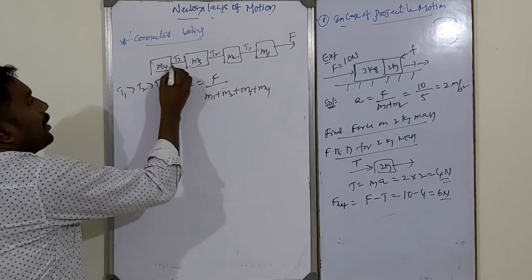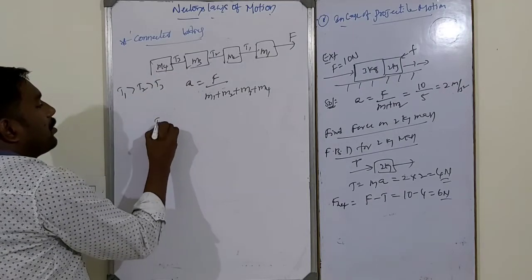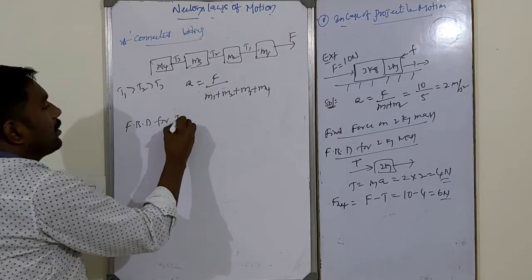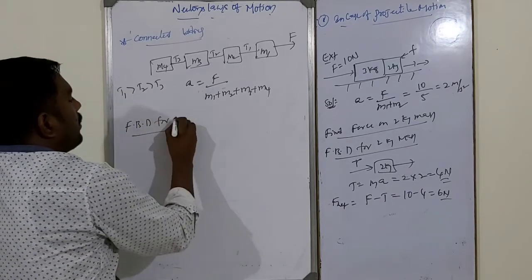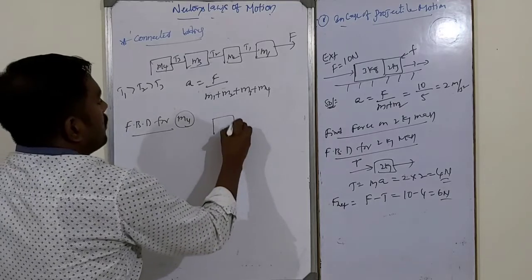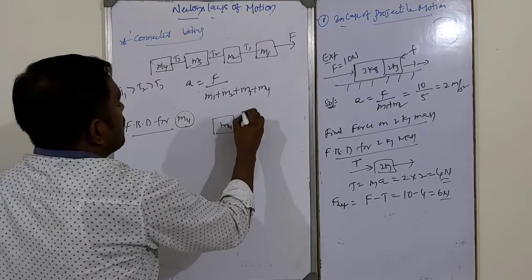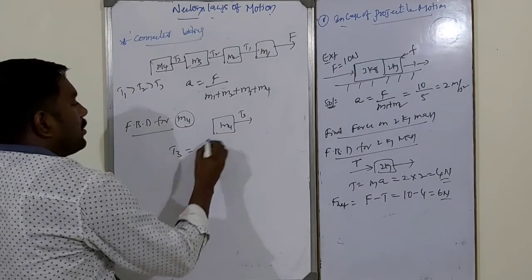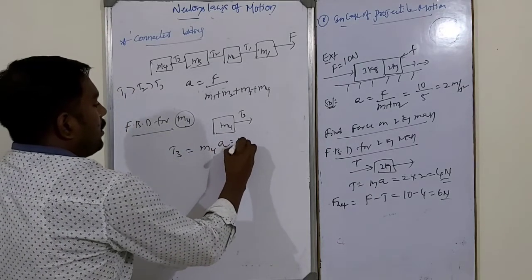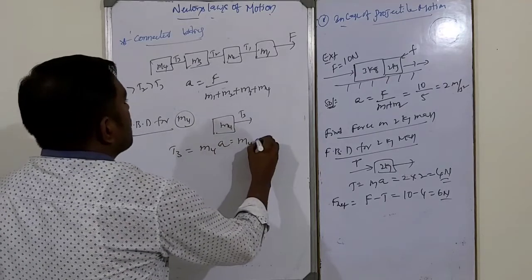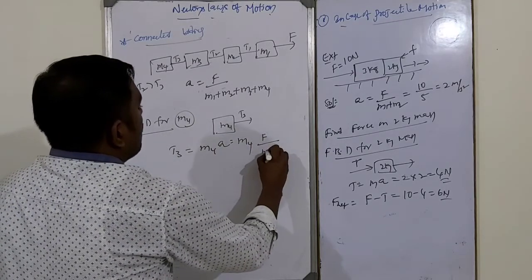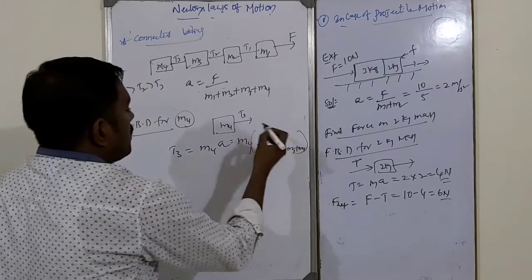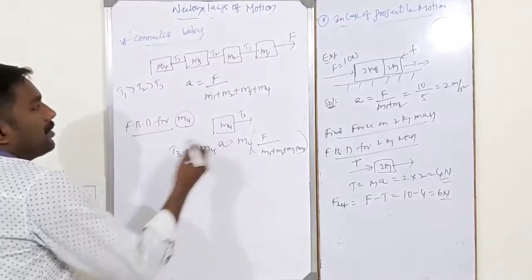How to find the value of T3? This is the free body diagram for the M4 massive body. See dear students, this is M4 and this is T3. So T3 is equal to what? M4 into acceleration. M4 into acceleration is M4 into F divided by M1 plus M2 plus M3 plus M4. This is the acceleration. Okay, this is T3.